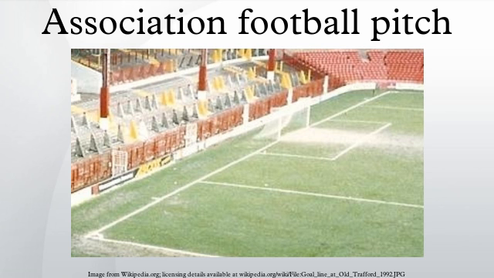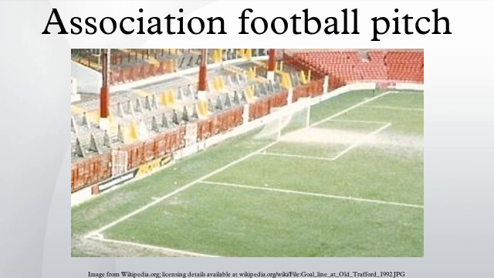Goals. Goals are placed at the center of each goal line. These consist of two upright posts placed equidistant from the corner flag posts, joined at the top by a horizontal crossbar. The inner edges of the posts must be 7.32 meters apart, and the lower edge of the crossbar must be 2.44 meters above the ground. Nets are usually placed behind the goal, though are not required by the laws.